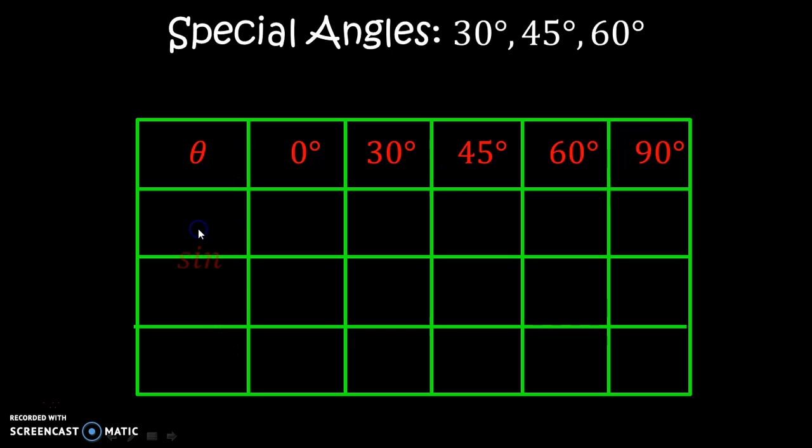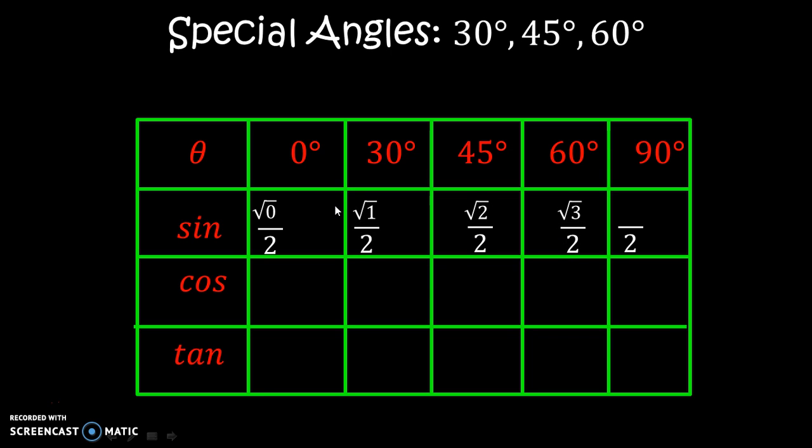And here, we write sine, cosine, and tangent. So we try to find the sine values, sine 0, sine 30 degrees, and so on and so forth. So if you're done here, the first thing that you have to do is to write over 2 in all grids. Over 2, over 2, over 2, over 2, and over 2. And after which, you write in the numerators here, square root of 0, square root of 1, square root of 2, square root of 3, and square root of 4. It must be in ascending order, 0 to 4.